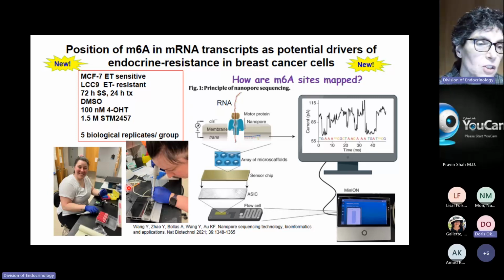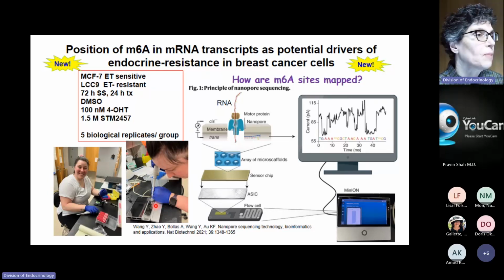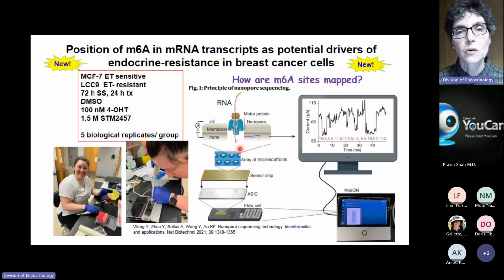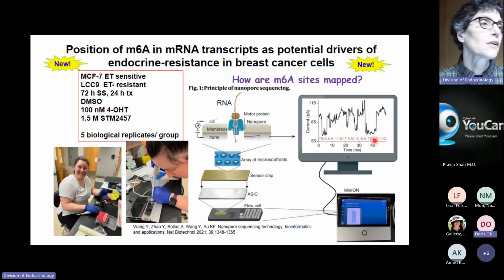And this is Kelly actually loading the nanopore MinION device with the RNA. And how this works is, this is direct RNA sequencing. So we have this nanopore with a motor that pulls the RNA through, and an electrical signal is generated that can be read as the sequence. And also a different electrical signal is indicative of an N6 methyl group by processing the data.